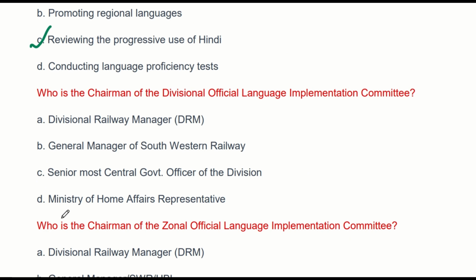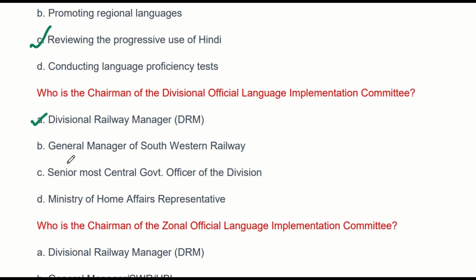Who is the chairman of the Divisional Official Language Implementation Committee? A. Divisional Railway Manager, DRM. B. General Manager of South Western Railway. C. Senior Most Central Government Officer of the Division. D. Ministry of Home Affairs Representative. And right option is option A.